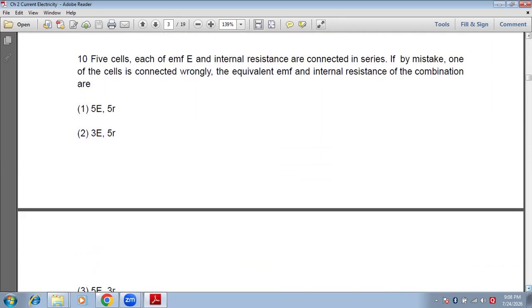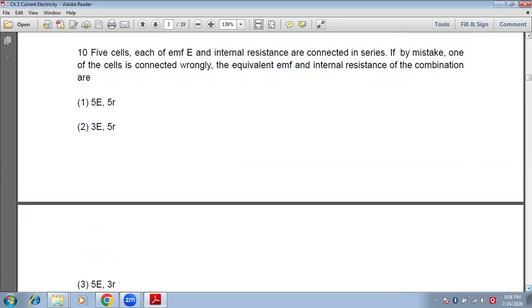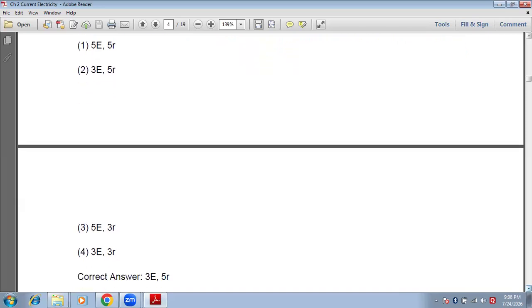10. 5 cells, each of EMF E and internal resistance R, are connected in series. If by mistake one of the cells is connected wrongly, the equivalent EMF and internal resistance of the combination are 1. 5E, 5R, 2. 3E, 5R, 3. 5E, 3R, 4. 3E, 3R. Correct answer, 3E, 5R.